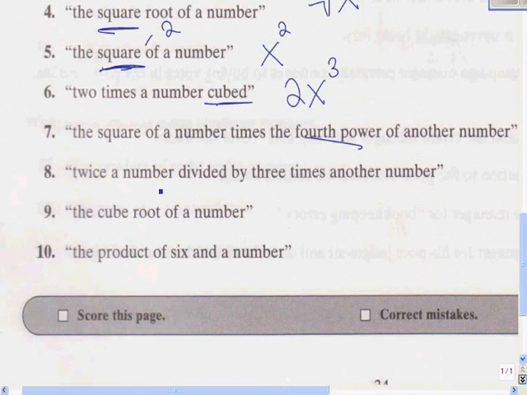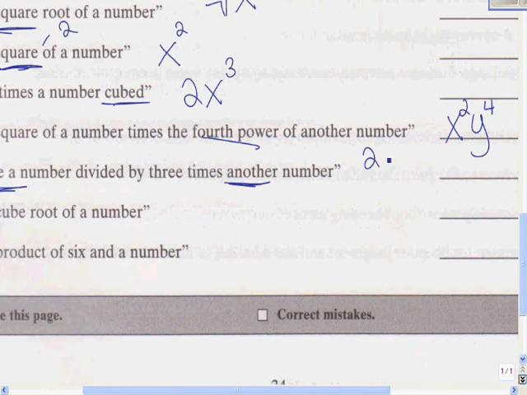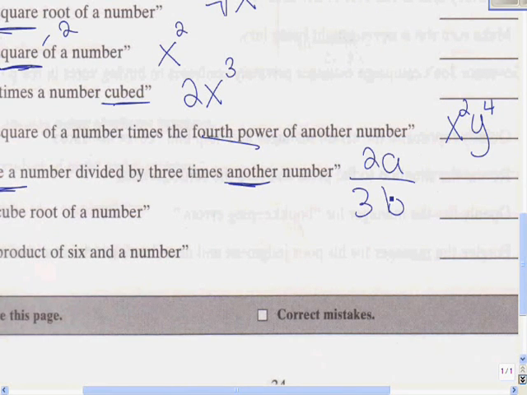Alright, here's another long one. Here it says twice a number divided by 3 times another number. So we're talking about two different numbers, so we're going to use two different letters. So twice a number, that means 2 times a number, divided by 3 times another number, 3b. That's my answer.